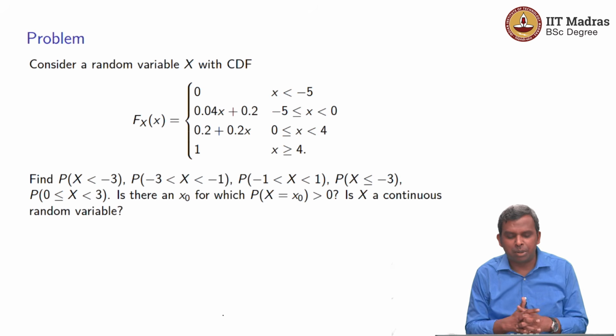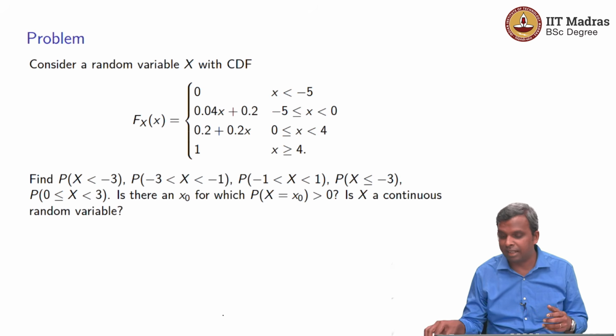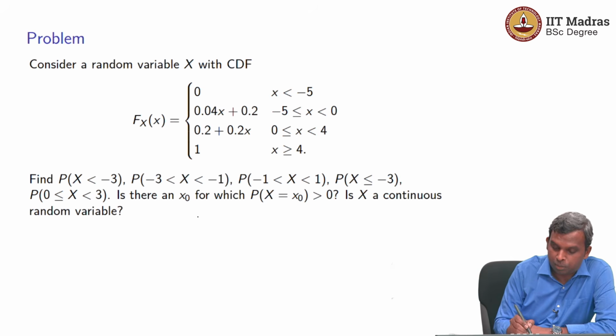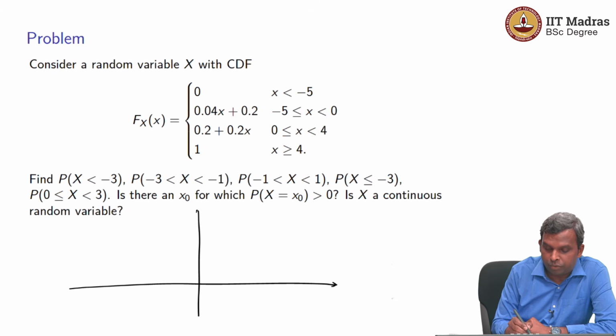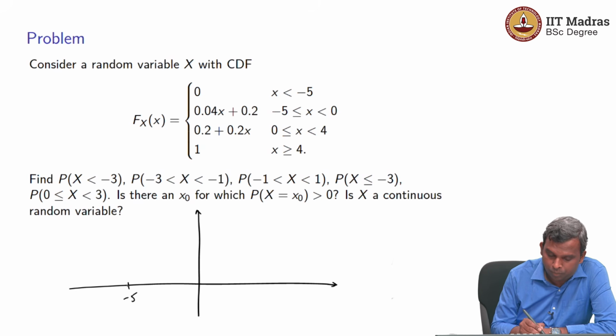Okay, so here's another example. I'm not going to go into great detail here except for just plotting. Okay, so let me just plot this and maybe answer a few questions, maybe not everything. It's 0 up to minus 5. Then from minus 5 to 0, it goes as a straight line. At minus 5, it is 0. Okay, that's important to check, right? So if you put minus 5 here, you get minus 0.2 plus 0.2, that goes to 0. At 0, it is 0.2.